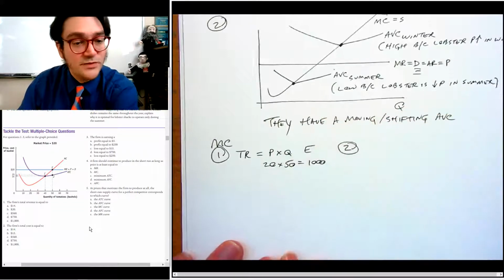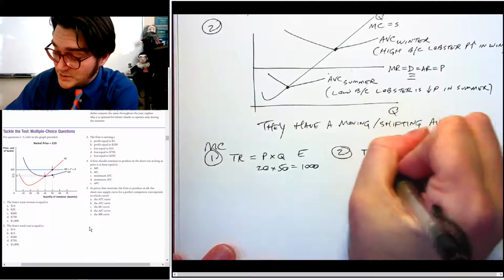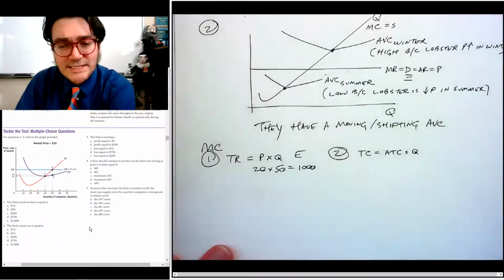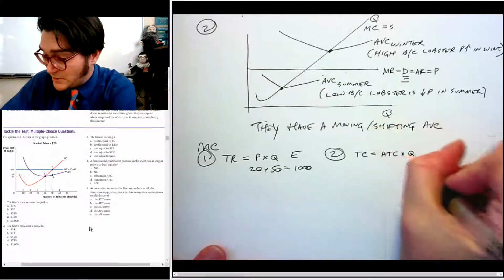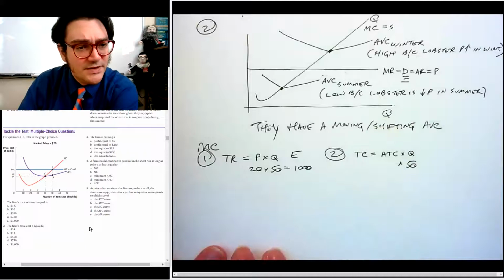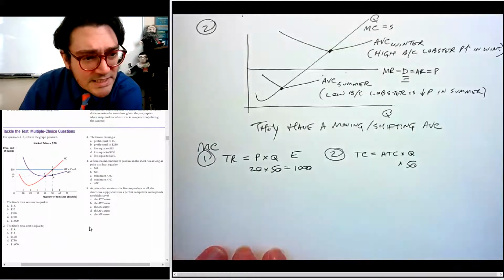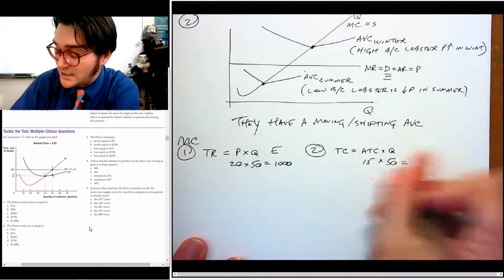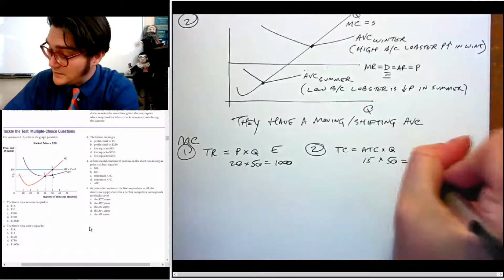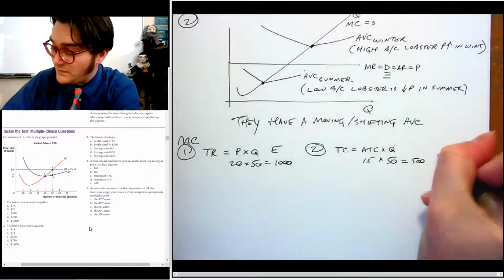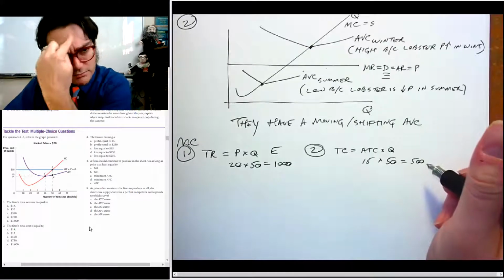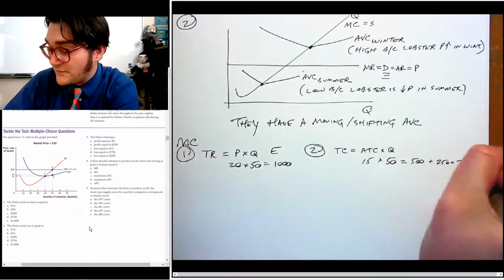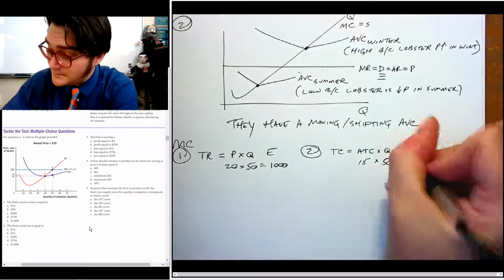Number two says the firm's total cost, and total cost is just the ATC times the quantity. That's just restating how we figure out ATC. At the quantity 50, because they're profit maximizing, the ATC, I'm going to squint and say it's point Z, which looks like 15. So 15 times 50: 10 times 50 is 500, and 5 times 50 is 250, so 750. And so that is D.